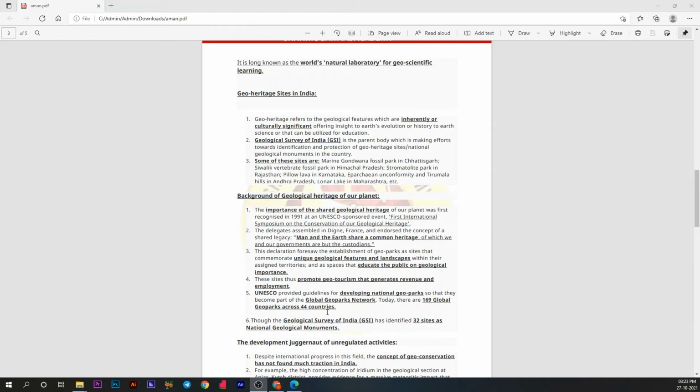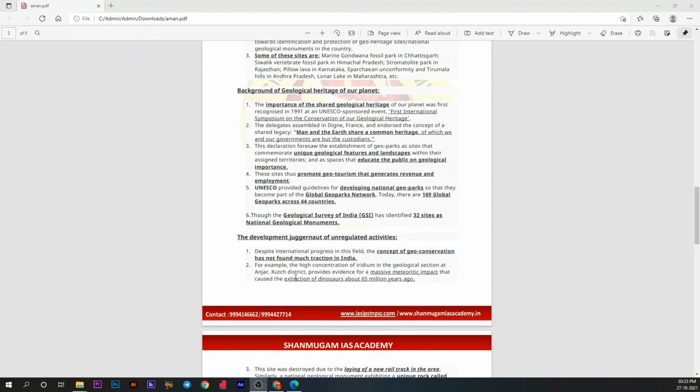But in India, the Geological Survey of India has identified 32 sites as National Geological Monuments. Please note this, I am not talking about geoparks. I am talking about the 32 sites the Geological Survey of India has identified as National Geological Monuments.